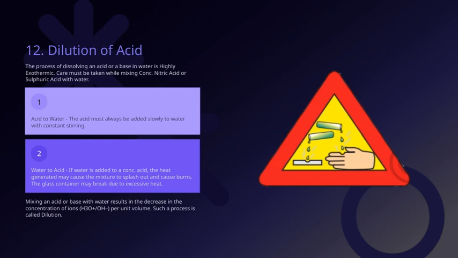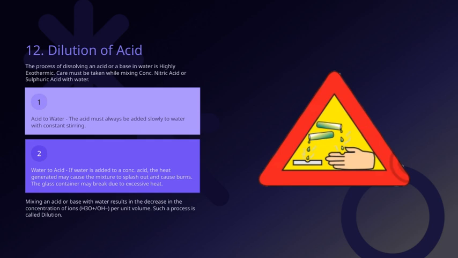Now, when adding water to concentrated acids, such as sulfuric or nitric acid, it's crucial to remember that this process is highly exothermic. That means it releases a lot of heat rapidly. If water is added too quickly, the heat can cause the mixture to splash out, which can lead to burns or injuries. Additionally, the container holding the acid might even break due to the sudden temperature rise.